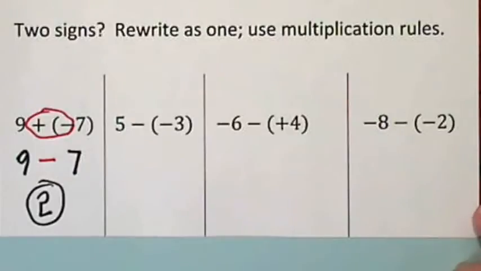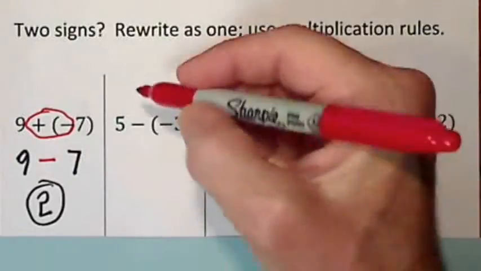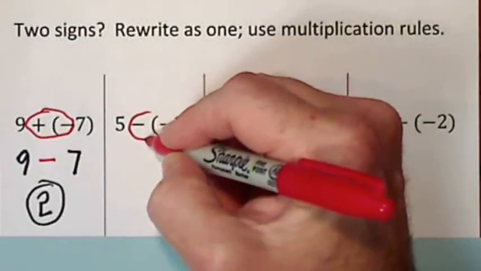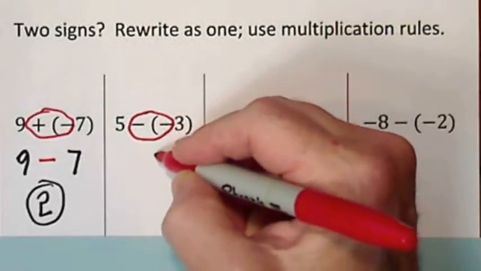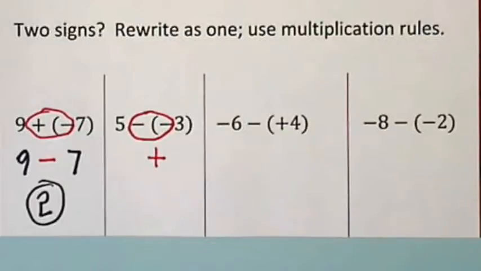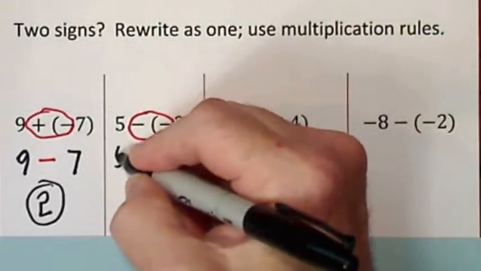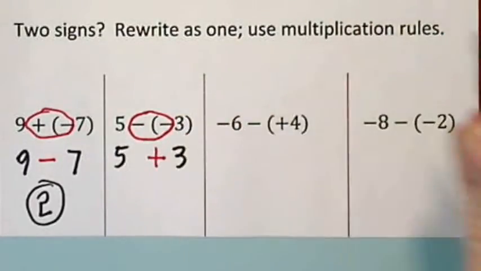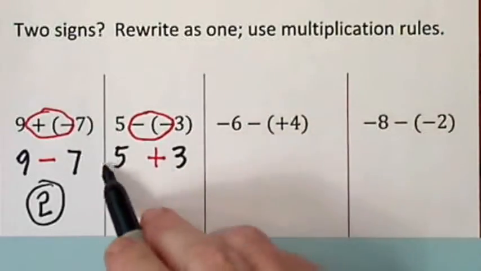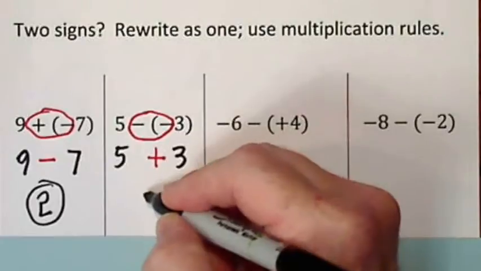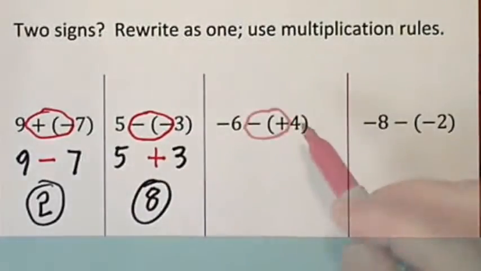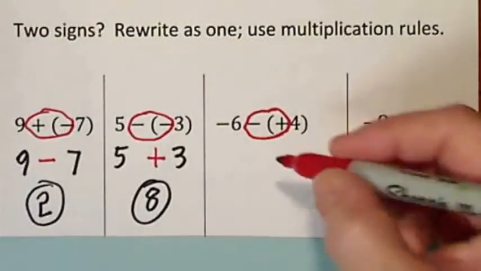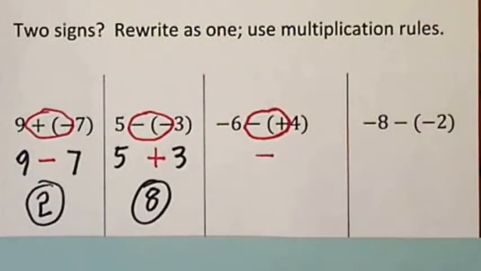Okay, so whenever there's two signs, I'll use the rules of multiplication to rewrite it as one sign. Negative times negative is a positive. Bring down what I haven't touched. And then I go back to my rules for addition and subtraction. The signs are the same. I add and keep the sign. Okay, so again, negative times positive is negative.